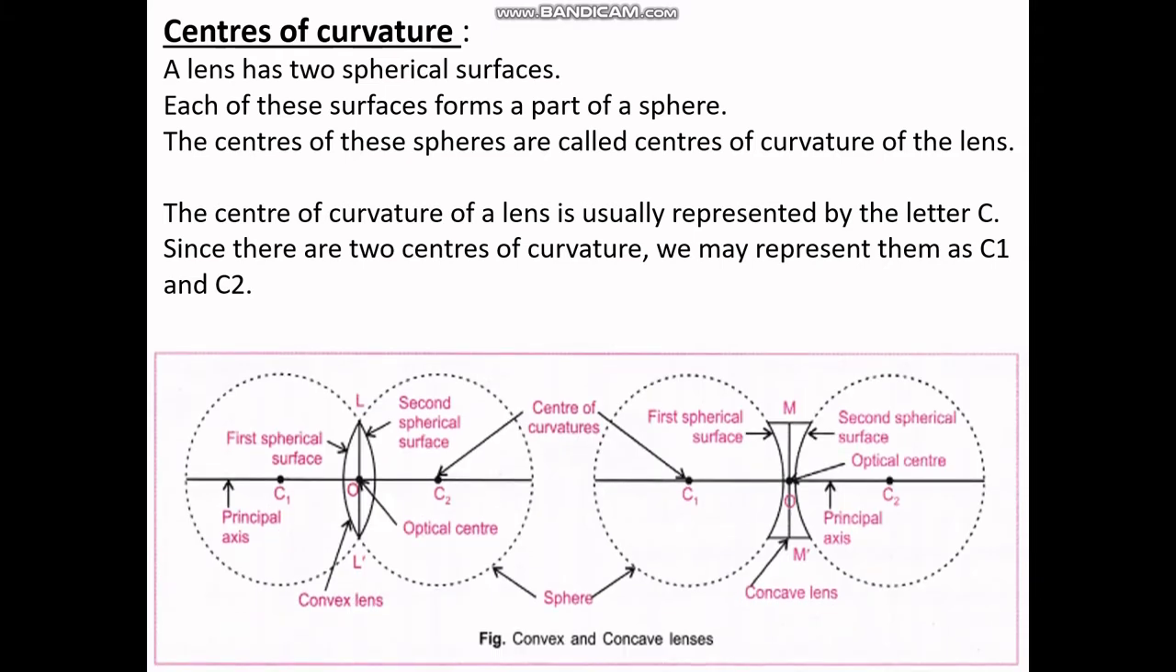So here in this diagram, you can see that this is a convex lens. So this part of the lens is part of this sphere, isn't it? And the center is given the term C2, and this part of the lens is part of this sphere. So here we have given it a name C1. Similarly, in this concave lens, this part belongs to this part of a sphere. So here there is one center C2 and this part is part of another sphere. So this is center C1.